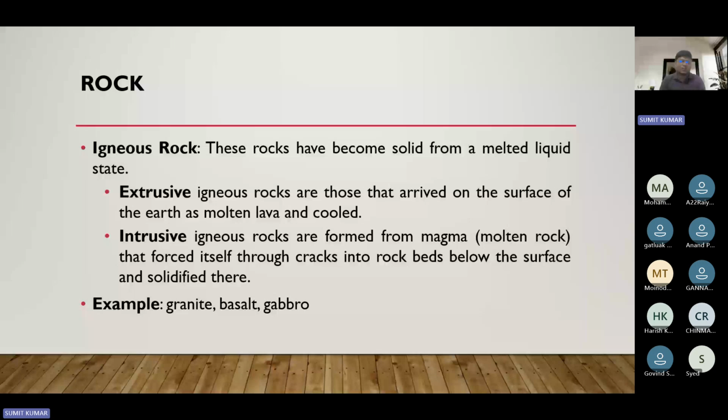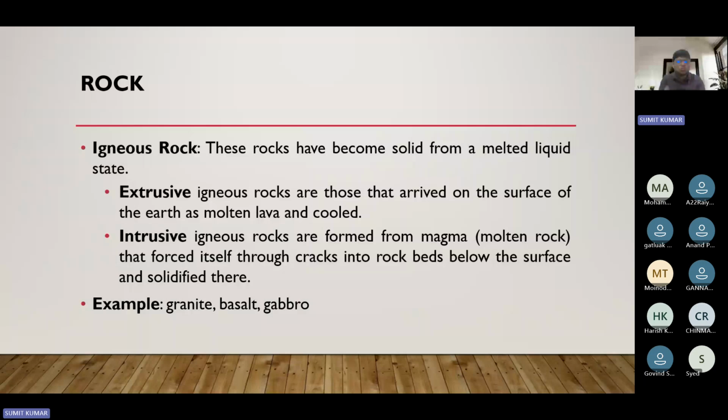What do we mean by that? The extrusive igneous rocks are those that arrived on the surface of the earth as a molten lava and cooled. And basically, you have seen the volcano-like thing. Sometimes you see that the volcano gets active. Not in the Indian perspective. In India, there is no such dangerous active volcano at this point of time, but specifically in Europe or maybe some other part of the Asian continent also, these came in news.